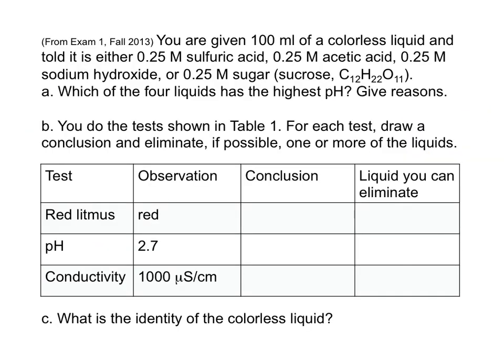Let's practice applying acid-base properties to identify a substance. Stop the video and answer these questions. And the answers are: sulfuric acid and acetic acid have low pHs. Sugar is neutral. Sodium hydroxide is a base and has the highest pH.